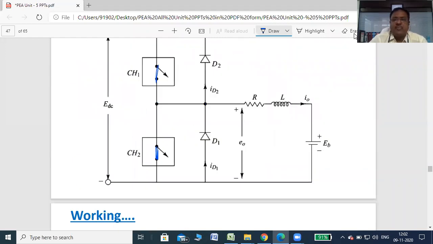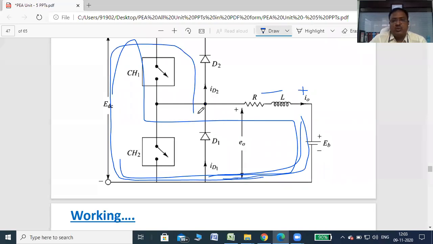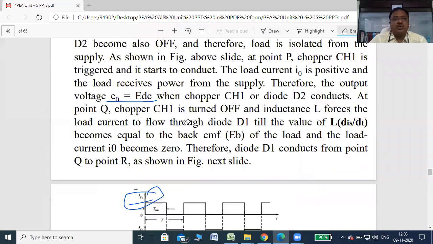When chopper 1 is on, the current flows from the chopper through the inductor, like this. So it stores the energy in its magnetic field. Whenever chopper 1 turns off, the polarity of this stored charge changes and the current starts to flow through the particular diode, like this. Then back to the EMF, then diode D2, no, diode D1, sorry. It's diode D1. So we'll just go here.